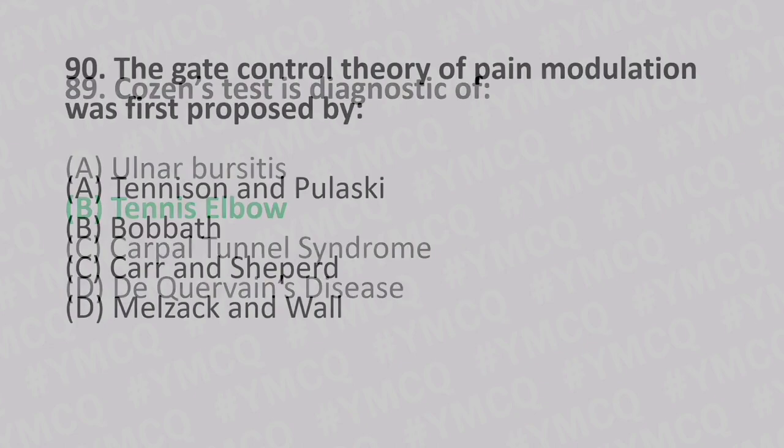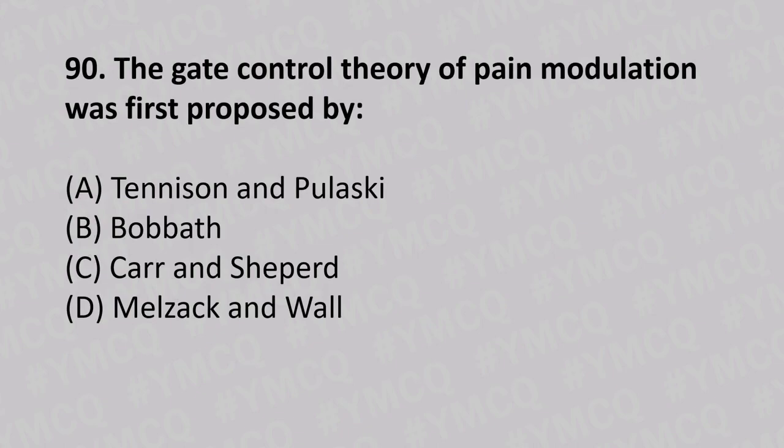Moving to our 90th question, the gate control theory of pain modulation was first proposed by: option A, Tenzin and Podolsky; option B, Popat; option C, Carr and Shepard; option D, Melzack and Wall. And the answer is option D, Melzack and Wall.